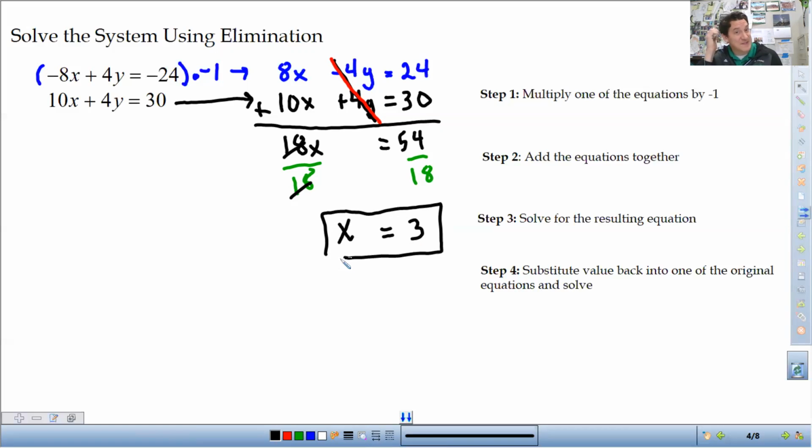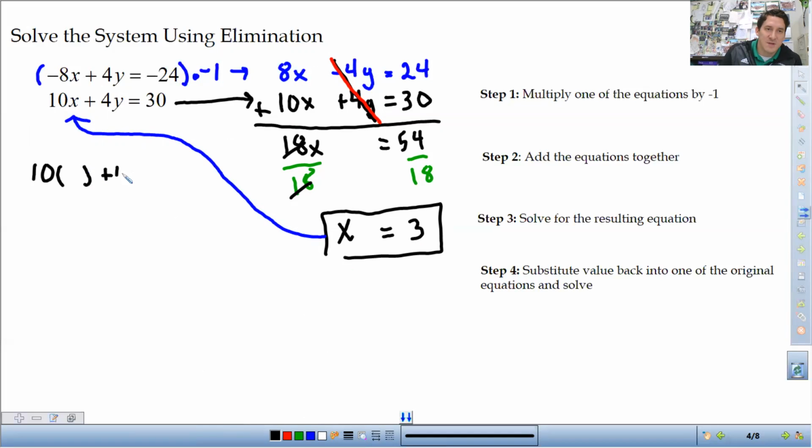Still need to find y. Now it's the same thing. I need to substitute it into one of these equations. I can even use the new one that I found by multiplying. It doesn't matter which one you use. I'm going to use the bottom one because everything is positive. So this x is going to go into the x here. It's going to be 10 times x. I'm going to replace the x with parentheses, plus 4y is equal to 30, and x is 3.